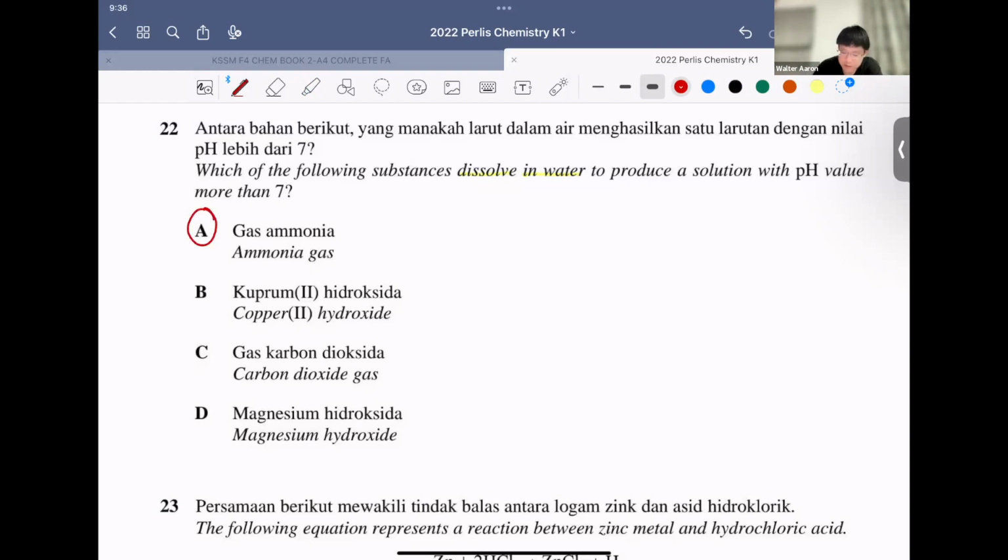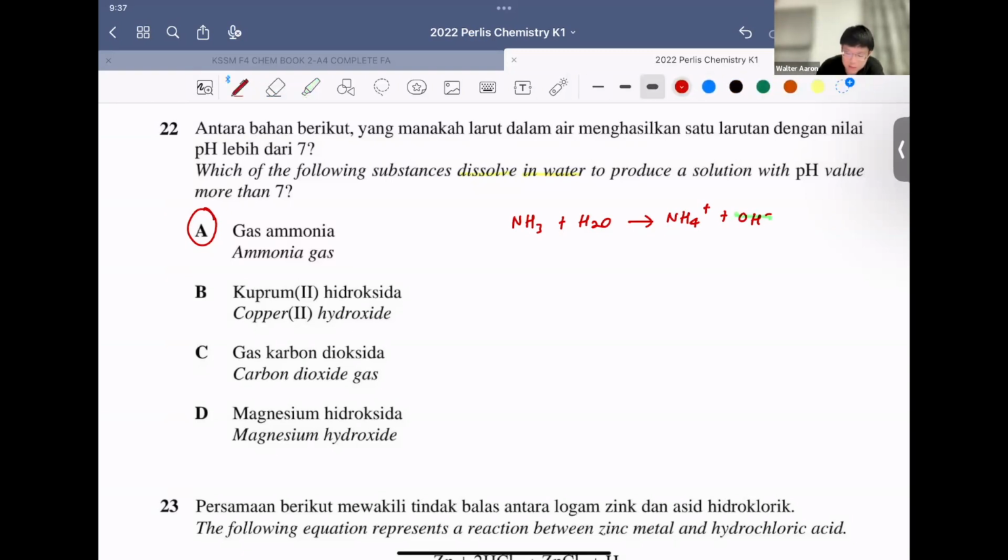Okay, ammonia gas can dissolve in water to produce a solution of ammonia consisting of ammonia, ammonium ion, and also hydroxide ion. So therefore, this is considered as the alkaline substance.